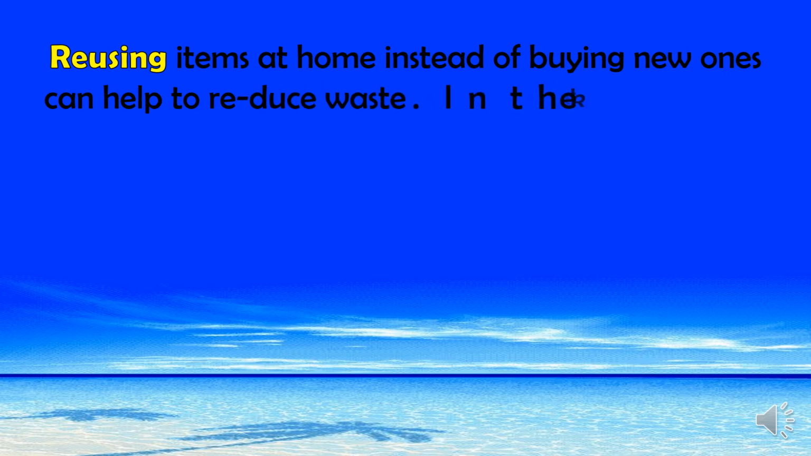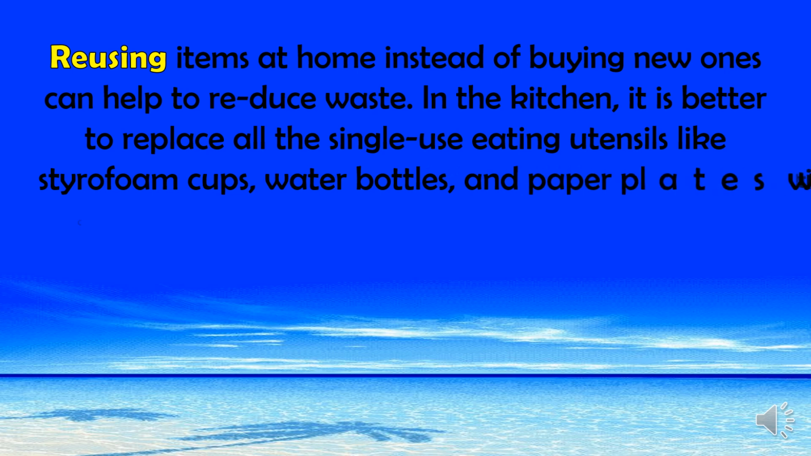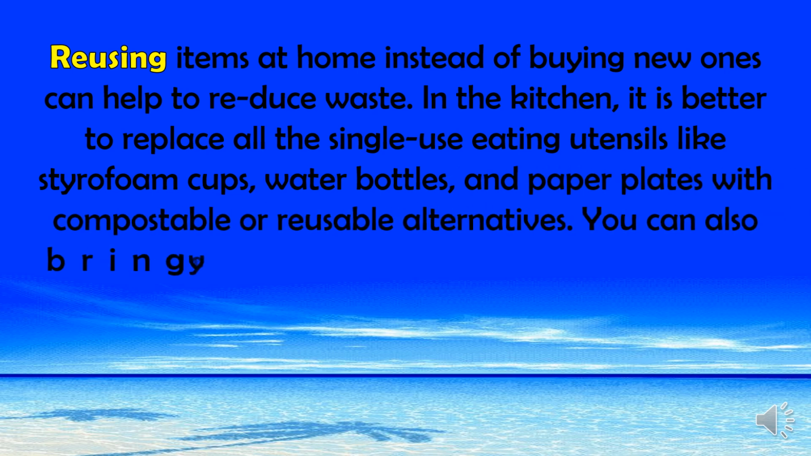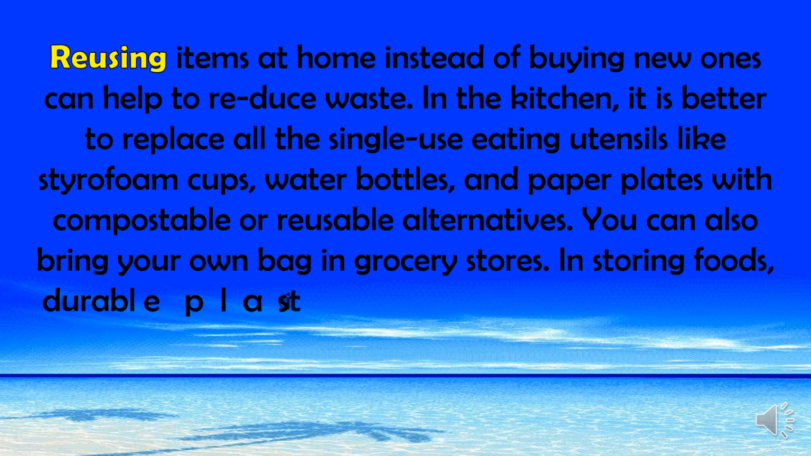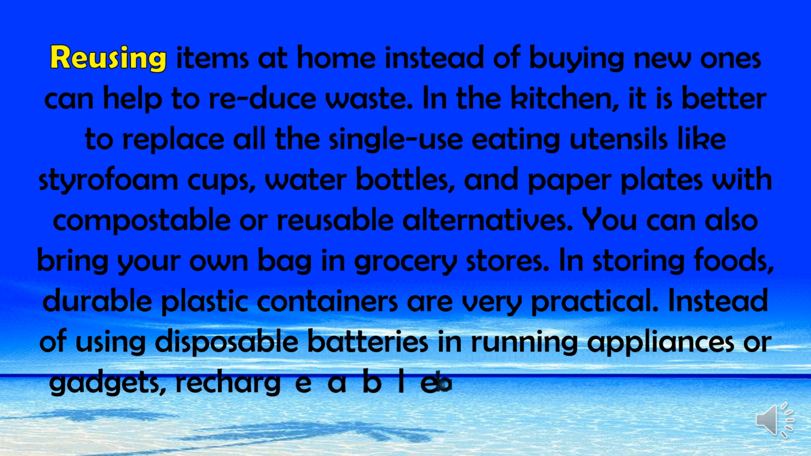Reusing items at home instead of buying new ones can help to reduce waste. In the kitchen, it is better to replace all the single use eating utensils like styrofoam cups, water bottles, and paper plates with compostable or reusable alternatives. You can also bring your own bag in grocery stores in storing of foods. Durable plastic containers are very practical. Instead of using disposable batteries in running appliances or gadgets, rechargeable batteries are recommended.